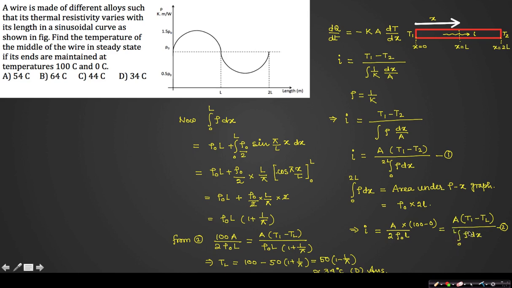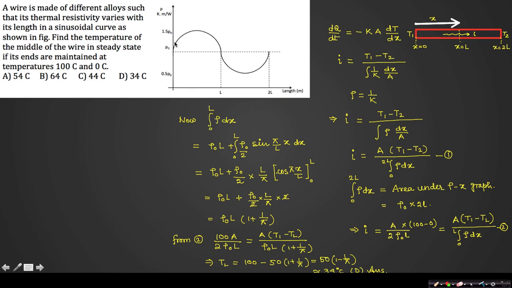Now please see that this integration of rho dx from 0 to L is not a rectangular area. This is the integration from 0 to L, the area under this graph. So this area combines one rectangular portion and another portion inside the sine graph, right? So I need to calculate it here. I have separately calculated this area here.